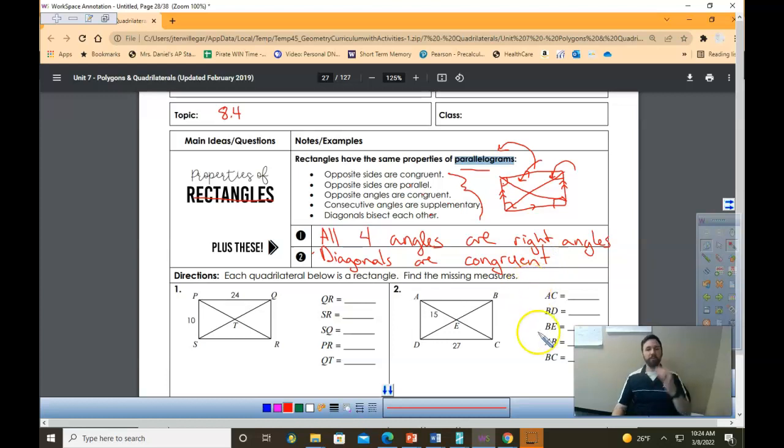So your diagonals are congruent. So everything we did before, but we're adding two more things. If you have a parallelogram with four right angles, then I also know the diagonals are congruent.